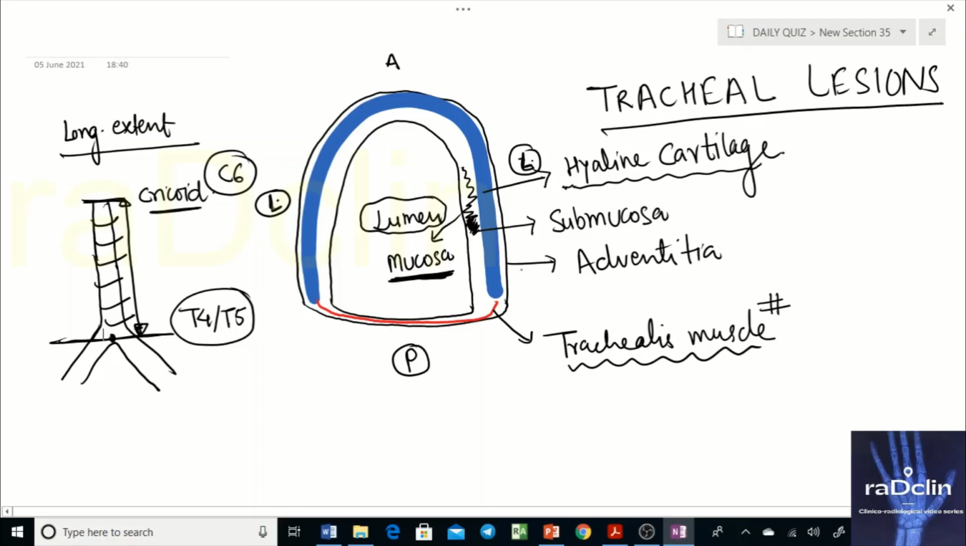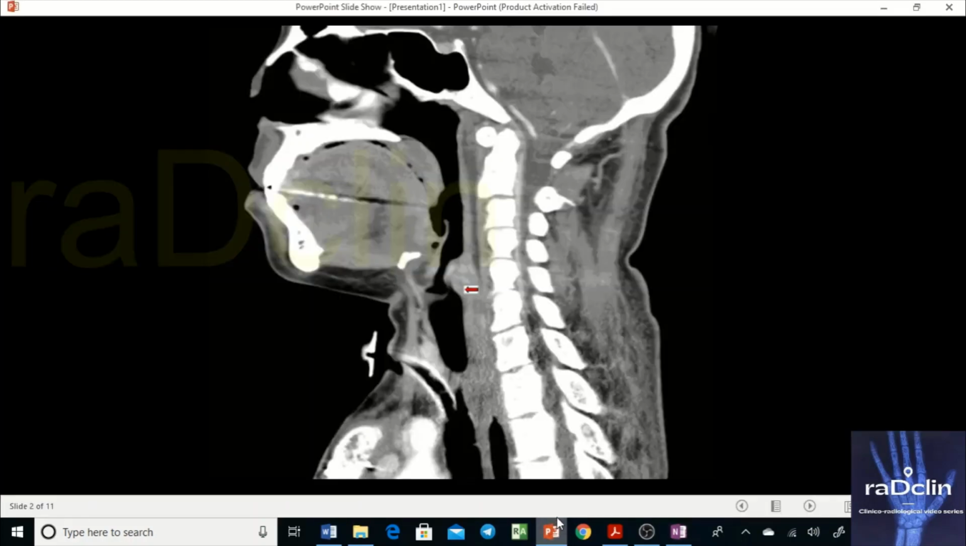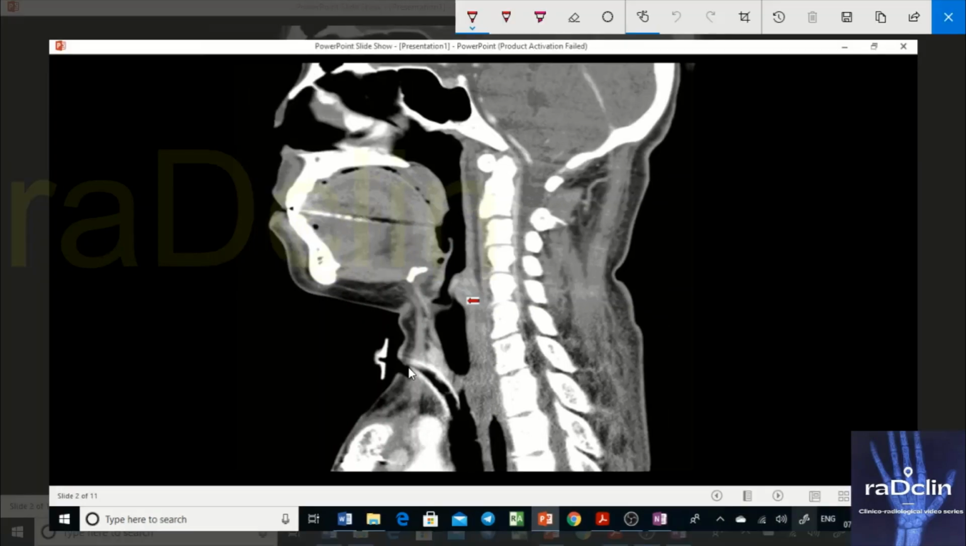Now, importantly, look at this sagittal section of a CT scan. In this section, you can clearly see that this patient has an in situ tracheostomy tube. Our aim with this sagittal section is to understand the extent of the trachea. The trachea arises below the cricoid cartilage, and this cricoid cartilage is somewhere here, although it's not calcified, so it's not visible.